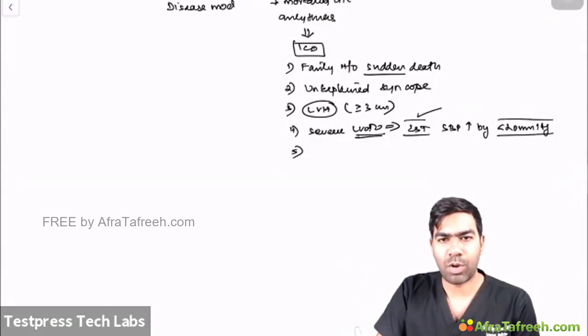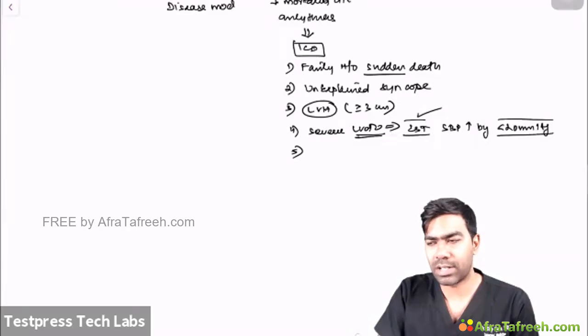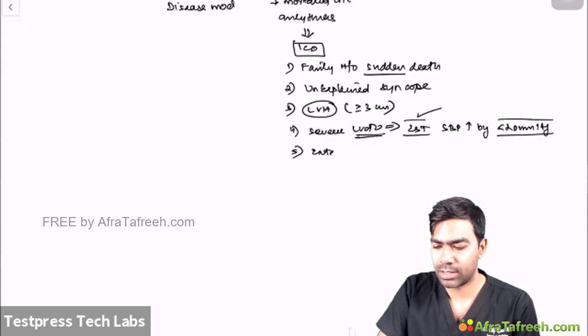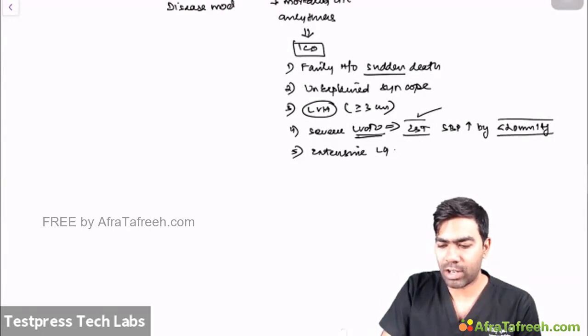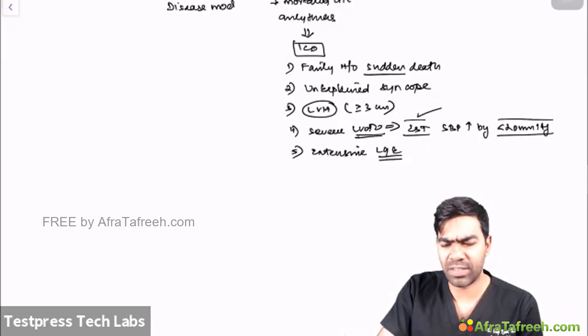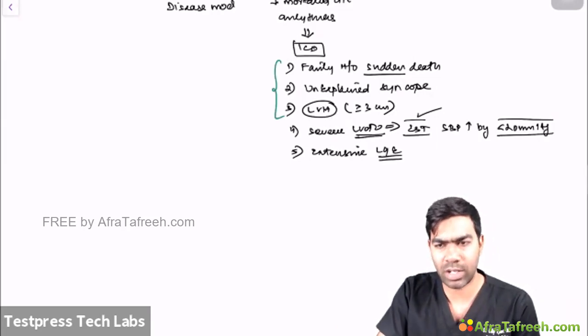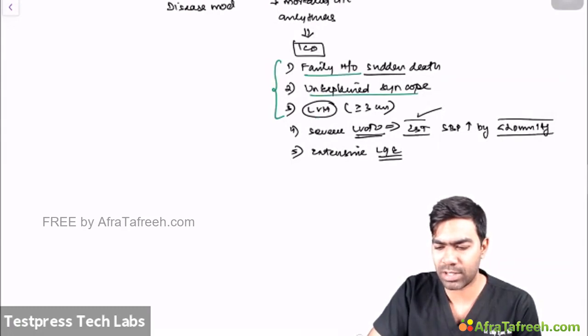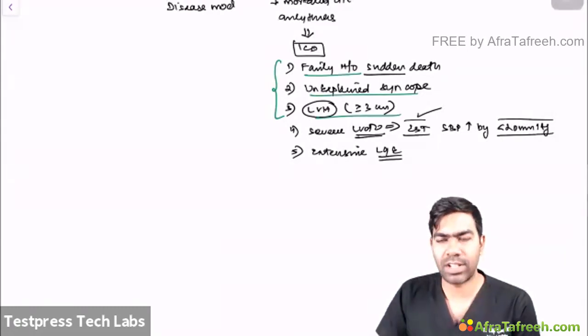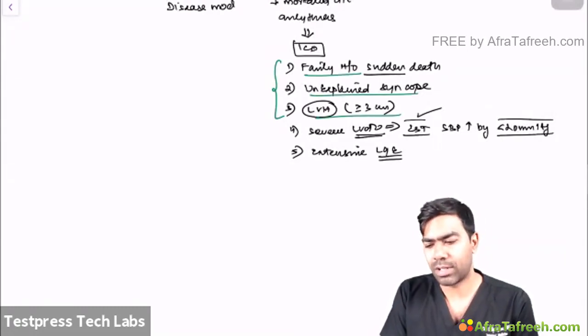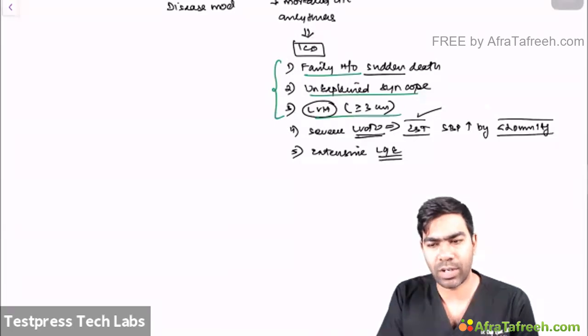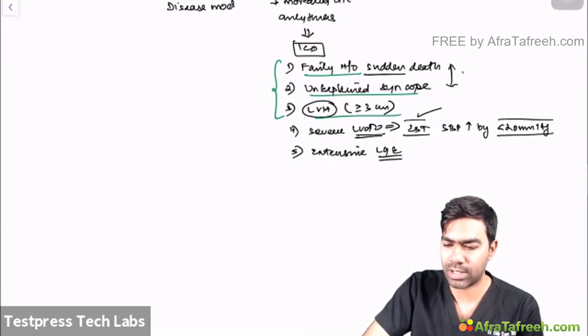And probably in a patient who's having extensive late gadolinium enhancement in MRI. So these are the usual 5 indications. I believe in exams, usually the first 3 is what they're going to ask: family history, unexplained syncope, and LVH more than or equal to 3 centimeter. So these are the 3 indications that they're going to ask, but the first 2 are the class 1 indications. Very, very important.